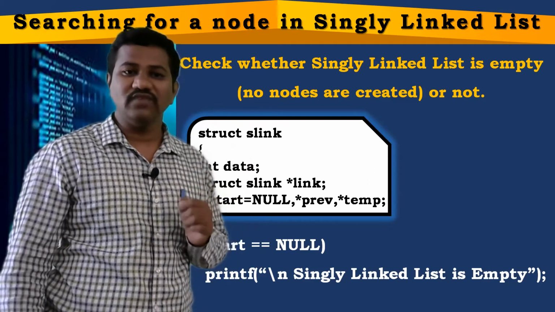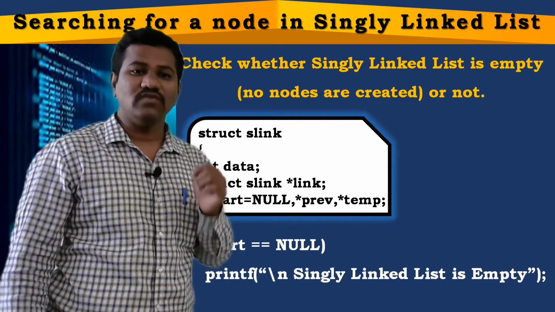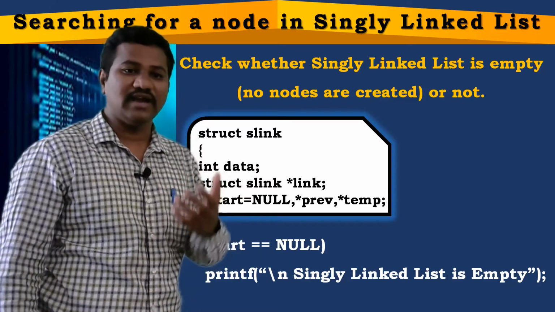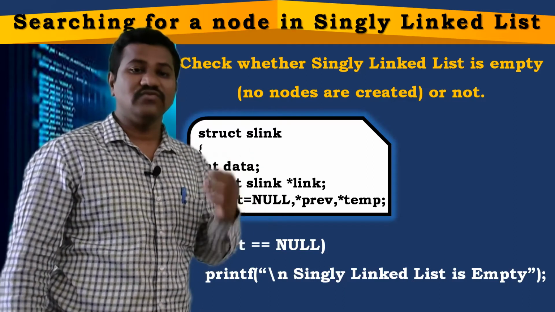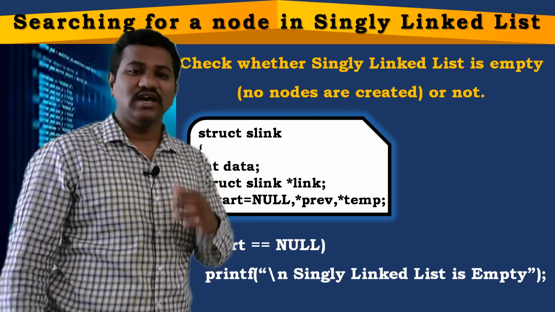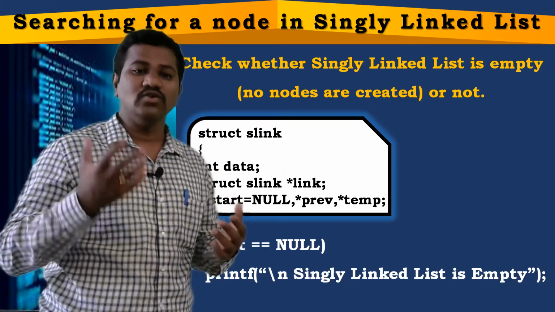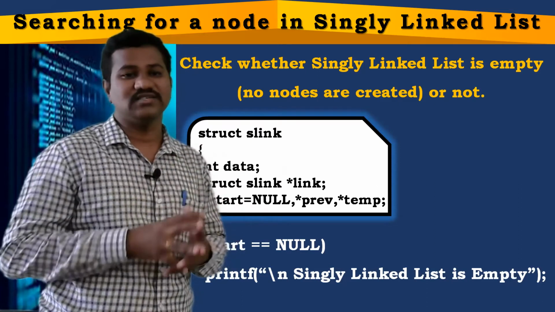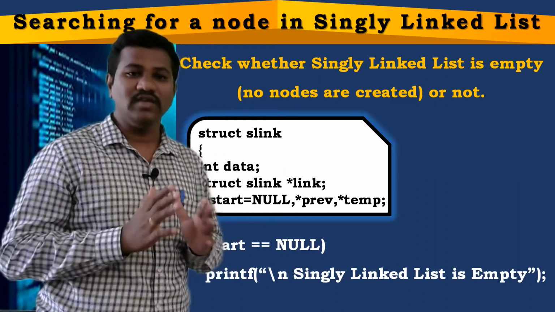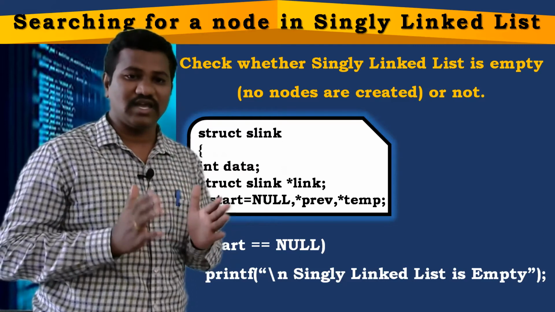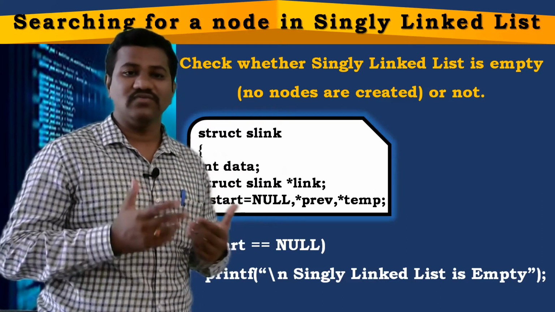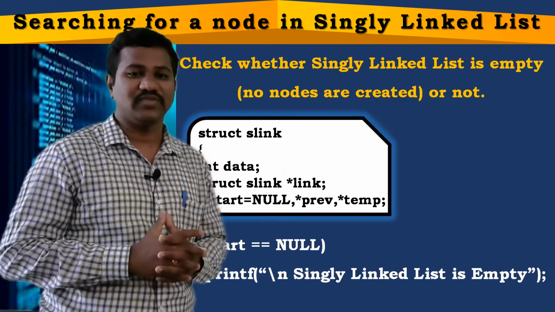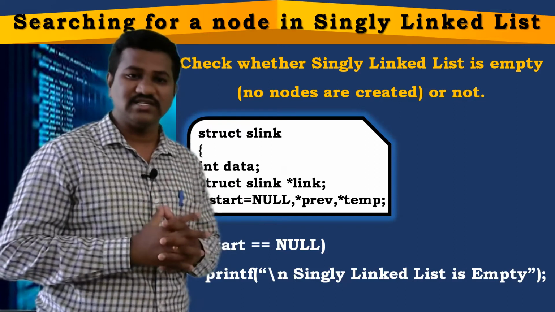If you consider the create function, if start contains null, the node that you want to create, its address should be stored in start. If you consider insert first and last, if start contains null, the node you want to create, its address is going to be stored in start. In different cases we go with different logic, but in all functions we use this condition. So this is how we check whether the list is empty or not.